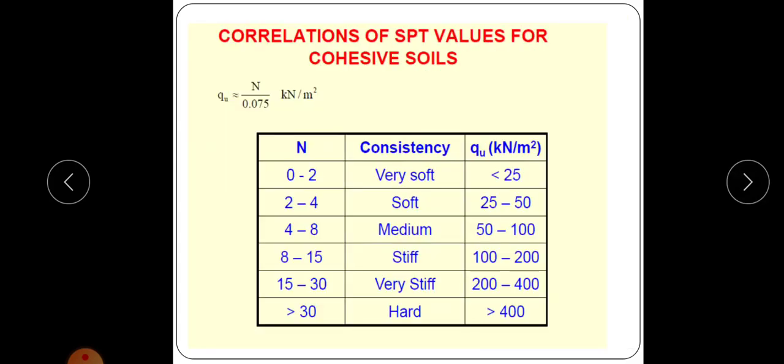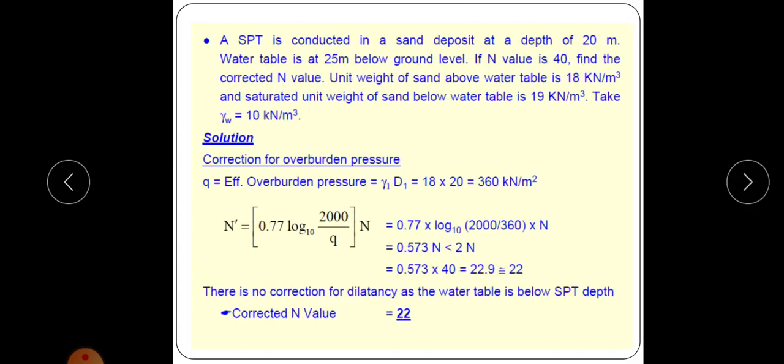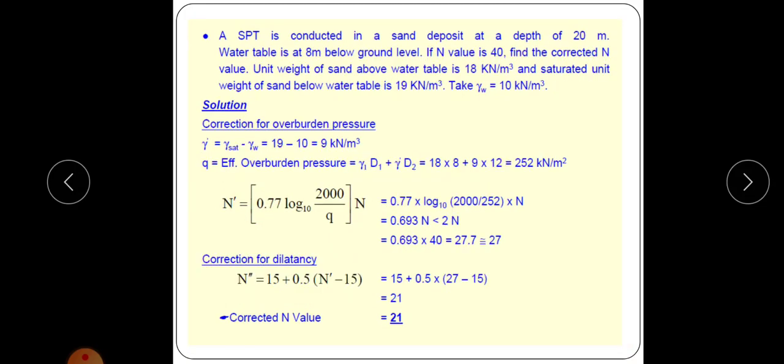Okay, so that is about corrections on SPT. For calculating the correction, first we have to do overburden correction, and after overburden correction we will be getting the N value as N dash, and on this N dash we are doing the dilatancy correction. So these two equations you should learn by heart.